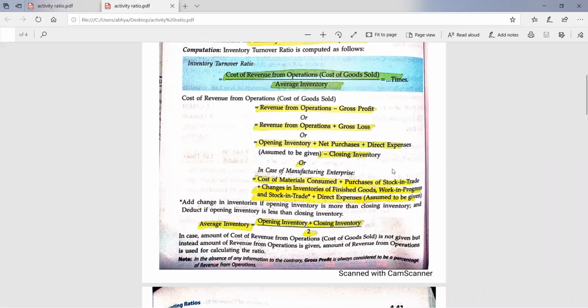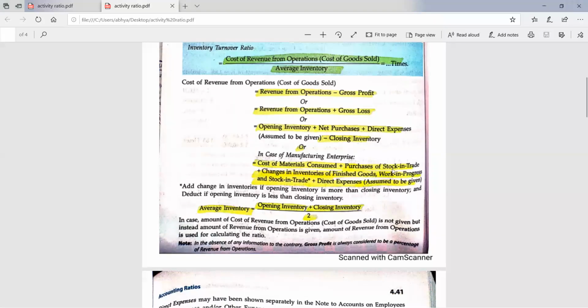This formula we have already done in 11th class. Then if gross loss is given, then RFO plus gross loss. Please write all the formulas. RFO plus gross loss. One more formula I had given you in 11th class for COGS, the alternate name of COGS, cost of RFO, which was equal to opening stock plus net purchases plus direct expenses minus closing inventory.